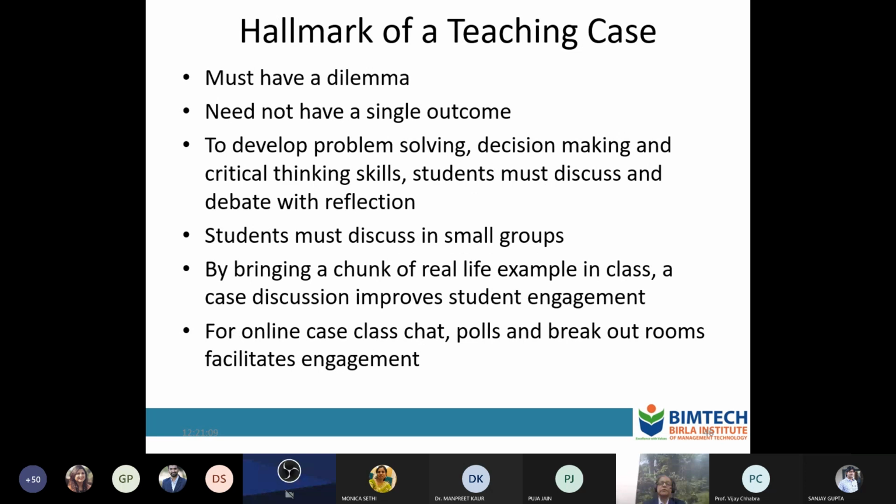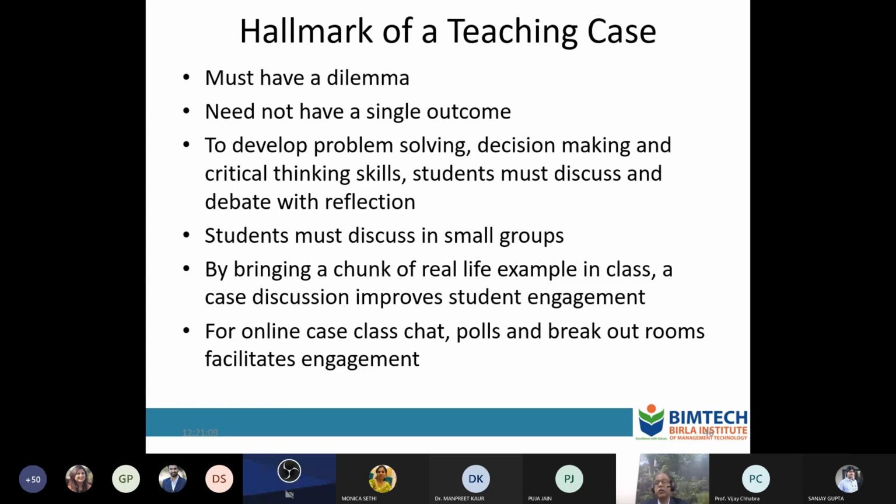Hallmark of a teaching case. Today, online case classes have also posed a problem in engaging and in evaluation. Now I'm summarizing. A teaching case must have a dilemma. It must not have a single outcome. It should have multiple outcomes. Some could be wrong. Some could be very, very good, well fit, and all those things. So multiple outcomes. That is where the debate will lie. The learning will lie in that discussion. To develop problem solving and decision making, don't focus on any other skill. It is not required. You may write 10 cases, but they will not be used for teaching purpose in an MBA class.